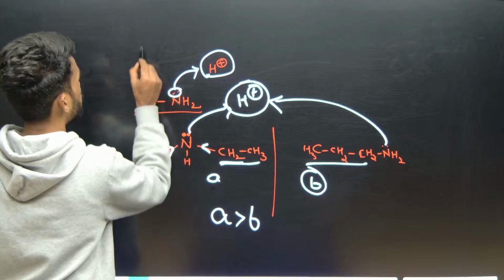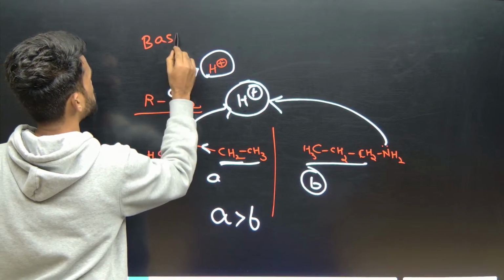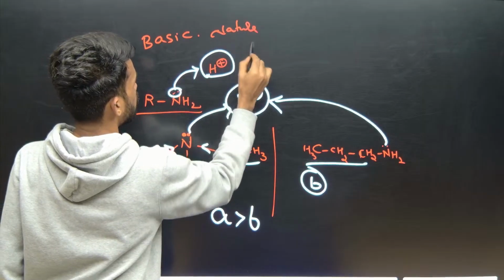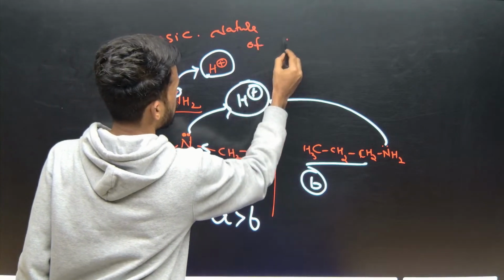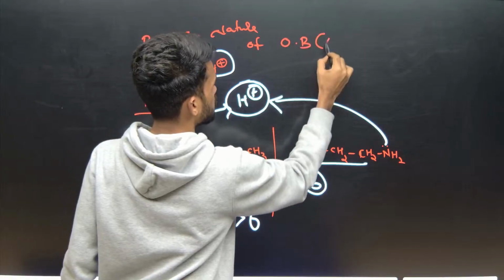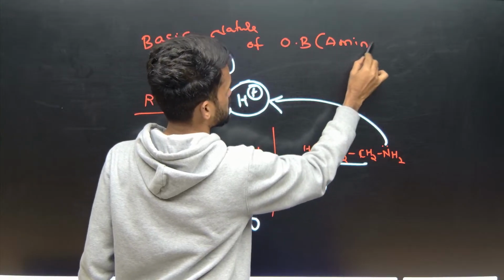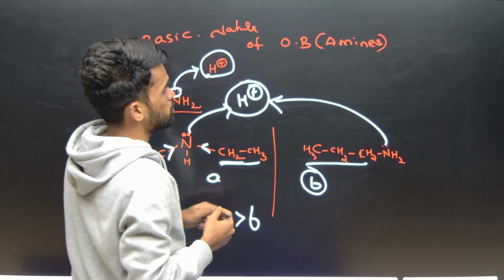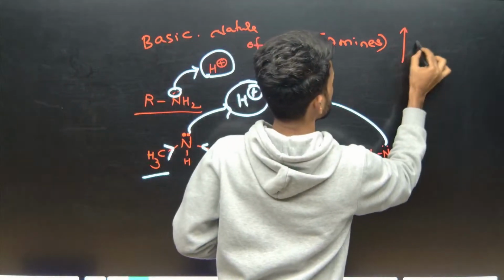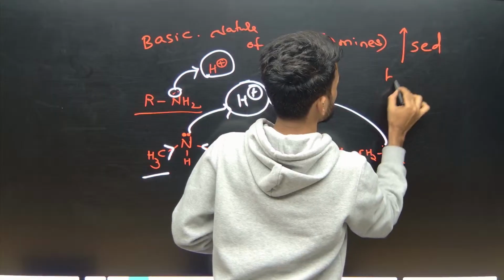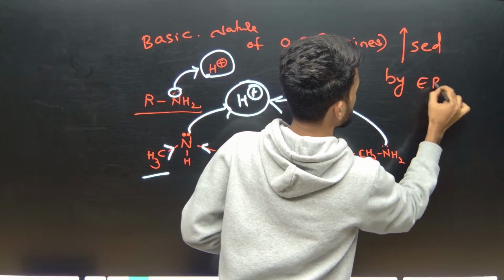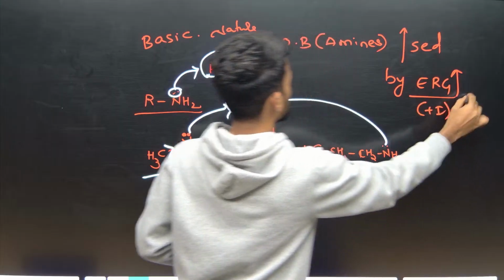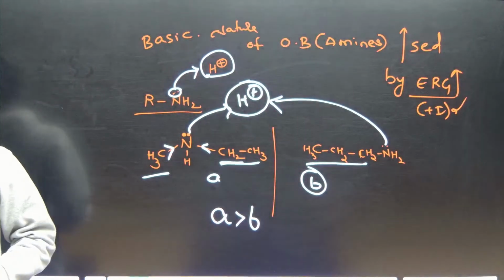So the basic nature of amines, basic nature of organic bases. You can say amines or whatever might be organic bases, I am simplifying, I mean generalizing. The basic nature of organic bases is increased by electron releasing groups. If any electron releasing groups are present, that will increase the basic nature of amines.